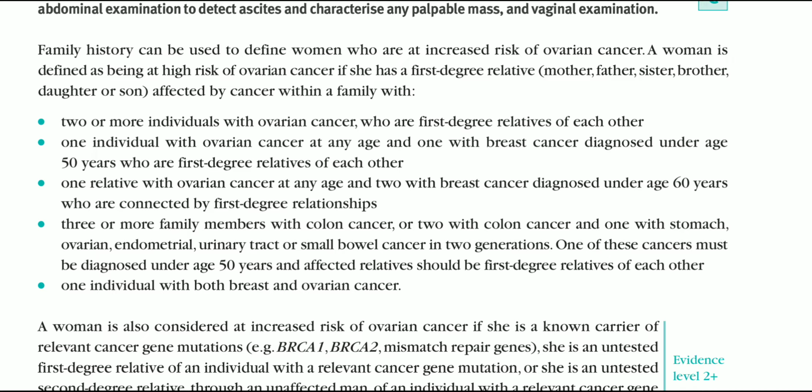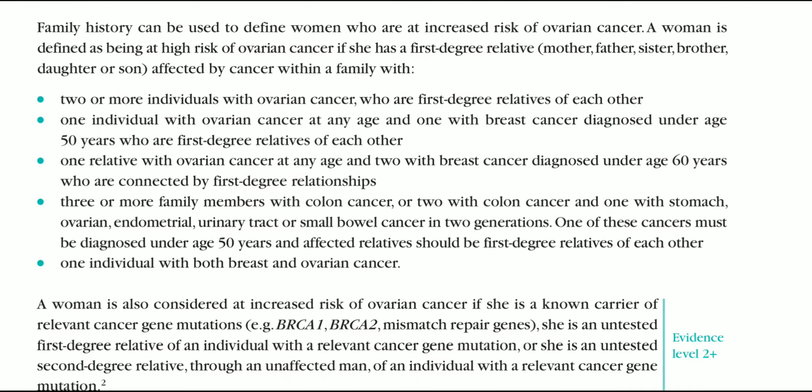And in the fourth point, three patients with colon CA, or two with a colon CA and one with a stomach CA. And in the fifth point, one with both breast and ovarian CA. Okay, so if we have patients like this, meaning if we have a first degree relative with these things, then there is increased risk of malignancy.